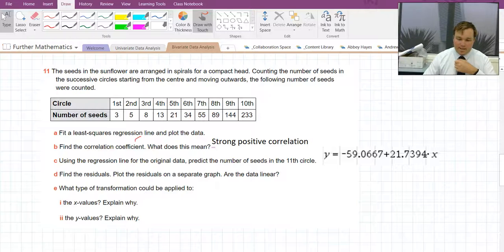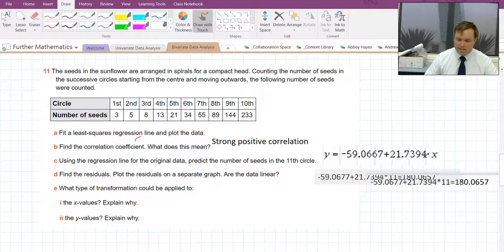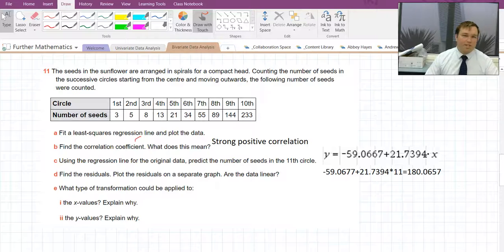Now let's try and calculate the number of seeds in the 11th circle. So what we would do, we'd write it in terms of its variables first, but to save time here, I'm going to go negative 59.0677 plus 21.7394 times 11 is 180. So our prediction for the number of seeds in the 11th circle is 180. Which, to be honest, is a fairly terrible prediction because the 10th circle has 233, so 180 is well below what we would expect.